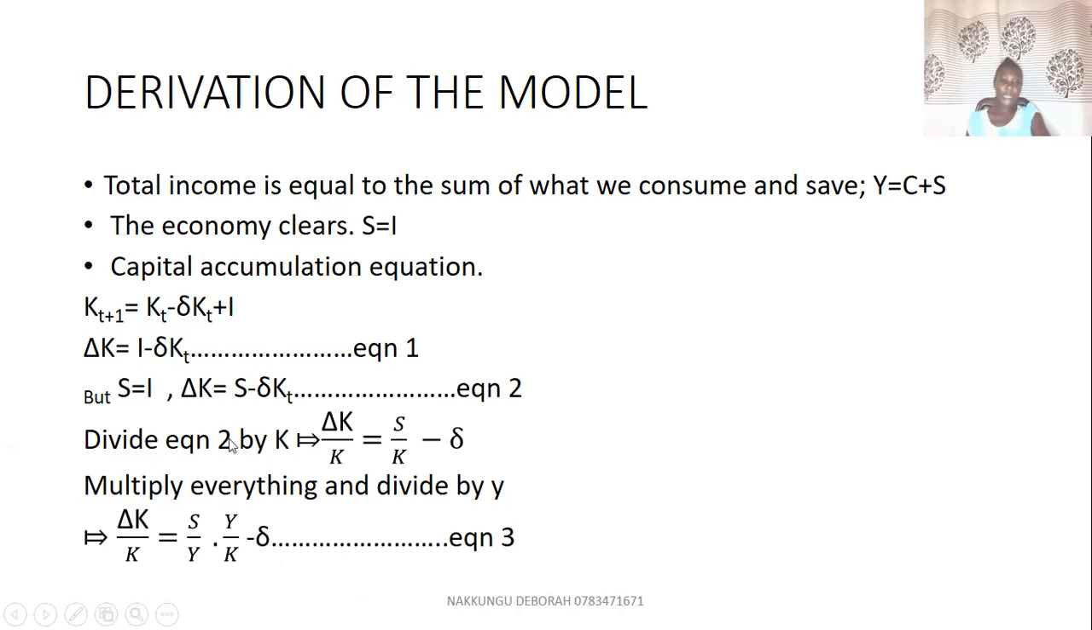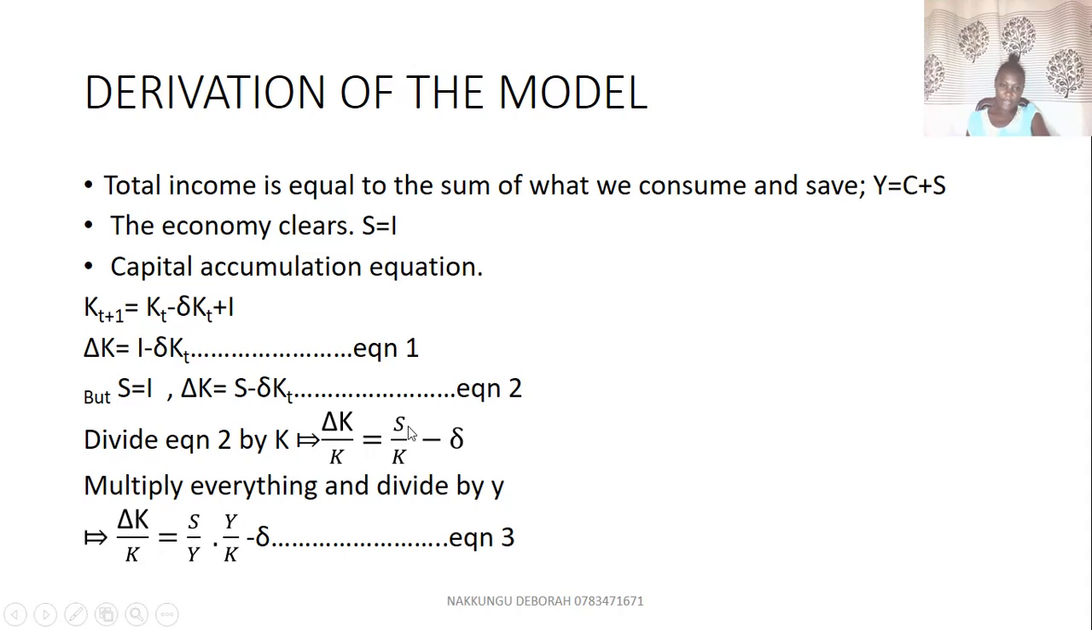So what I'm going to do is that this equation we came up with after dividing by capital stock, we are going to multiply and divide by income. We are going to multiply and divide each parameter here by Y over Y. So when we multiply change in K over K by Y over Y, we remain with change in K over K.